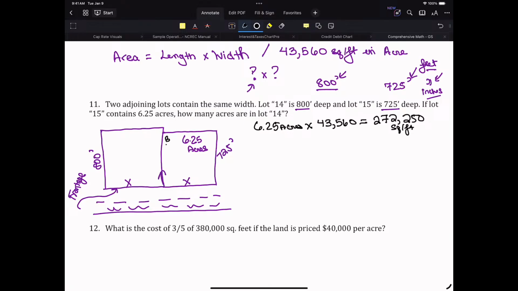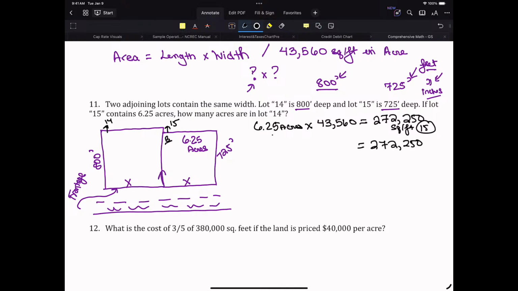I'm going to call this lot B. Actually, we know it's lot 15, don't we? And we know this is lot 14. So we know lot 15 has this many square feet, 272,250 square feet.